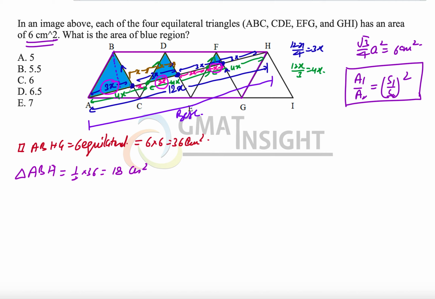That means the area of triangle AB, let's call this point P. So triangle ABP will be equal to 1/4 of triangle ABH. The reason is that its base, which is AP, is equal to 1/4 of the base of the bigger triangle, that is AH, and the heights are identical. So the area of triangle ABP will be equal to 1/4 of 18, which is equal to 9/2.